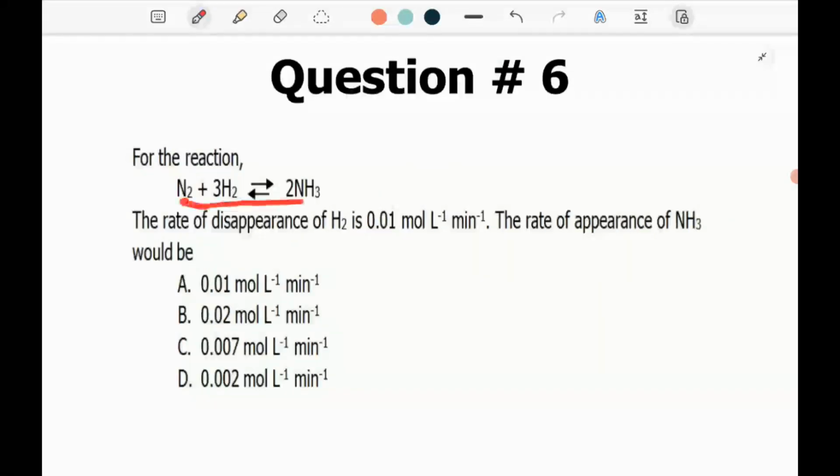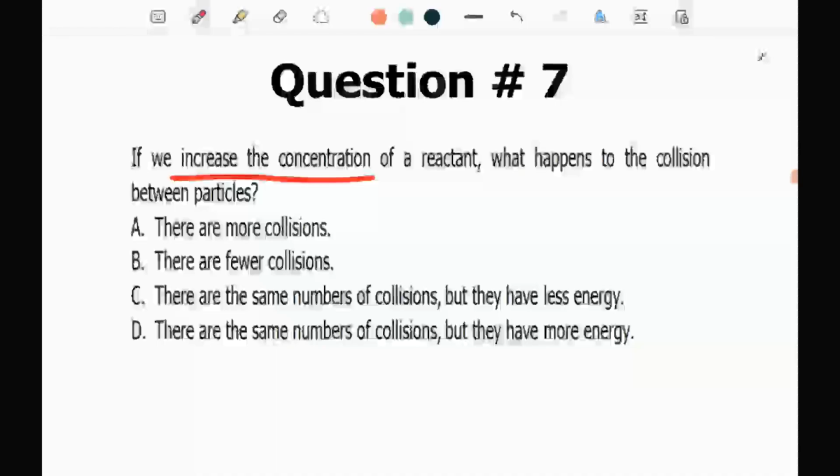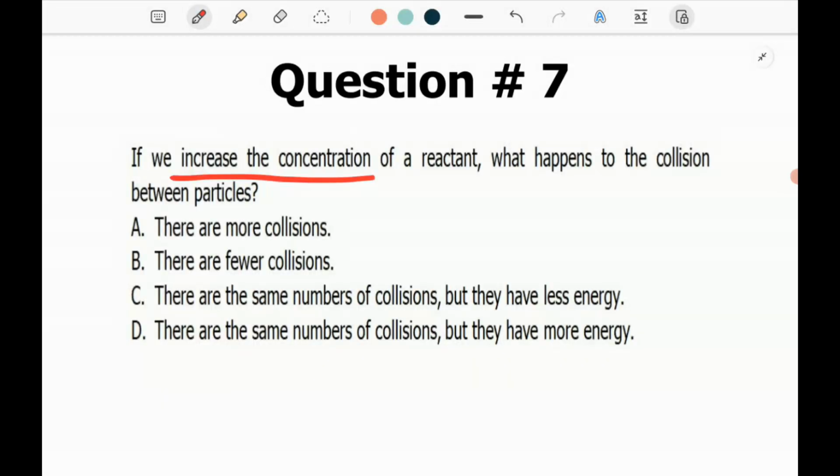For the reaction given here, the rate of disappearance of hydrogen is 0.01. And you are asked to calculate the rate of appearance of ammonia. If we increase the concentration of a reactant, what happens to the collision between particles is the question.